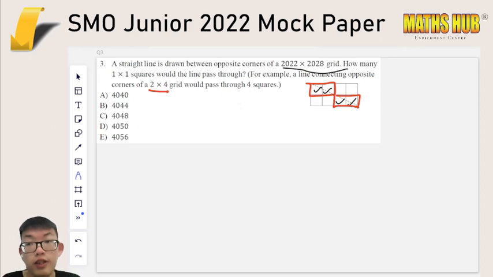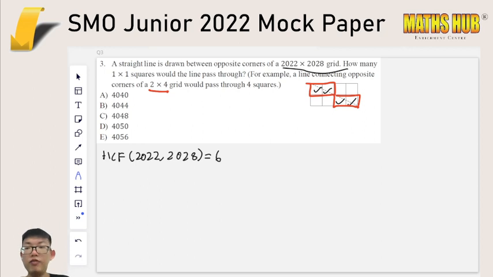Now it's not too difficult to see that the highest common factor of 2022 and 2028 is 6, since after all, they are both divisible by 2, and as we have seen in the previous question, the sum of digits for both of them is also divisible by 3. And also the difference of these 2 numbers is 6, so we can stop looking for any bigger common factor because that simply cannot happen.